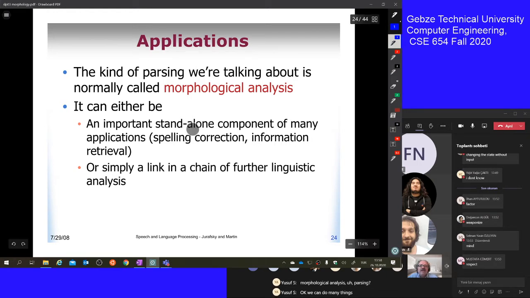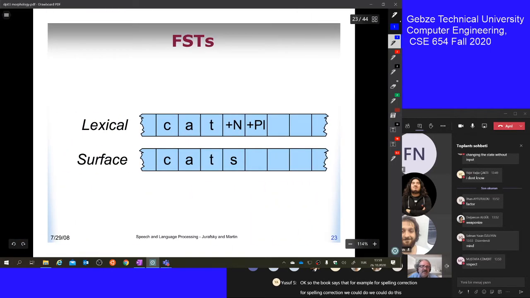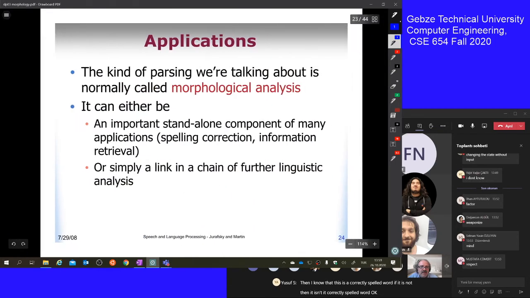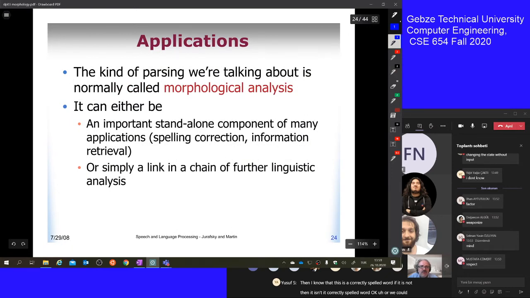It could be a standalone natural language processing application if you do the morphological analysis parsing, or it could be a first phase of a more complicated natural language processing application. Okay, so the book says that, for example, for spelling correction, we could do this morphological analysis, and if it goes through, then I know that this is a correctly spelled word. If it is not, then it is not a correctly spelled word. Okay, or we could use it for information retrieval.